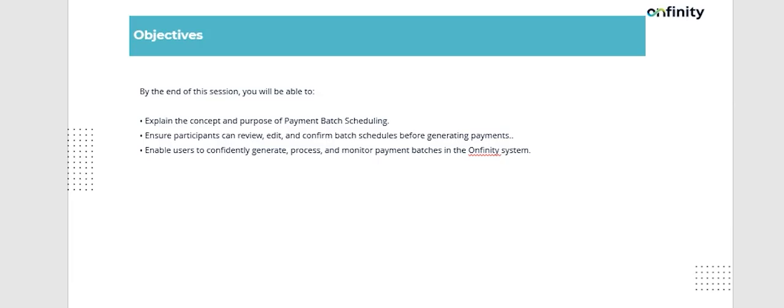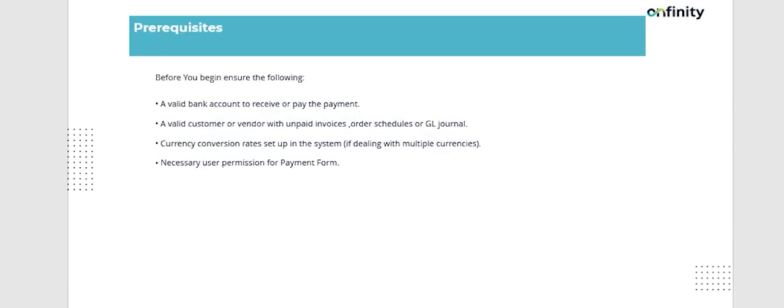payments. Once the payment batch schedule is created, you can open the payment batch schedule screen to review and verify the records. Here, you can confirm details, verify amounts, and make edits if required before finalizing the payment. Confidently generate, process, and monitor payment batches in the Onfinity system. You will learn how to generate payment batch schedules, understand how they are processed, and learn to monitor them within the Onfinity system.